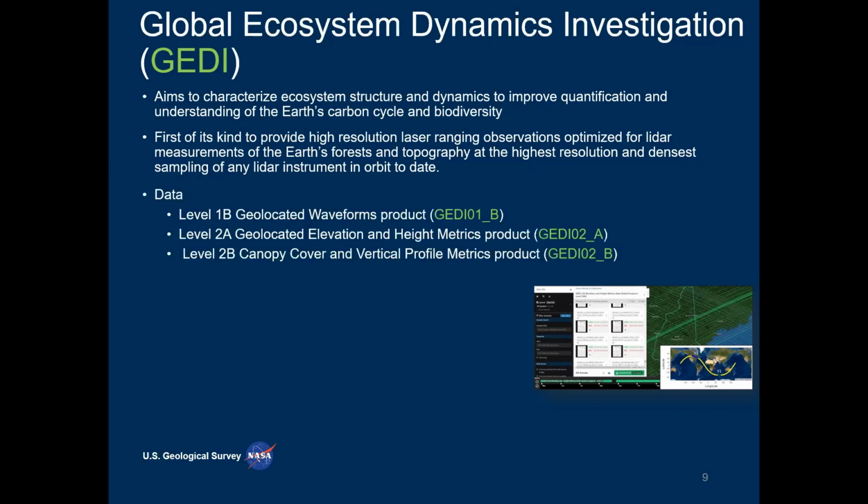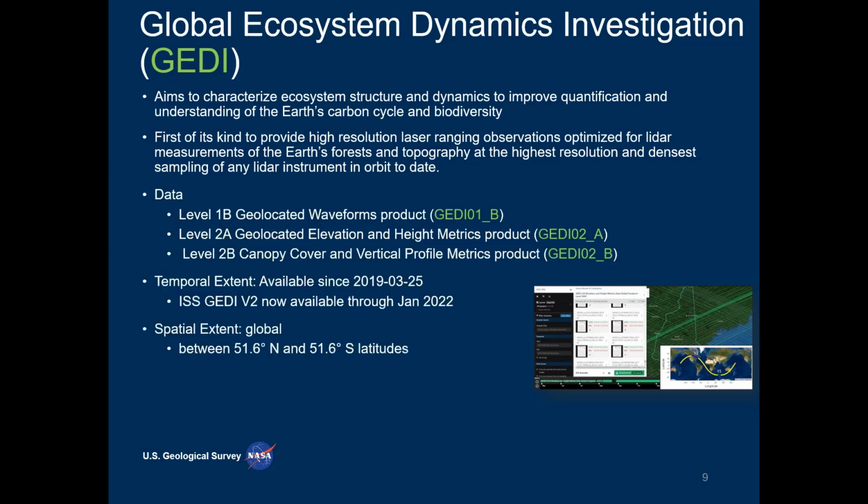We offer 3 GEDI products: the geolocated waveforms, geolocated elevation and height metrics, and canopy cover and vertical profile metrics. Spatially, GEDI is available across the globe between the latitudes of 51.6 degrees north and 51.6 degrees south, and the data are available since March of 2019. We are currently releasing these data in batches, so we have data that's available through January of 2022, but more data will be available soon.